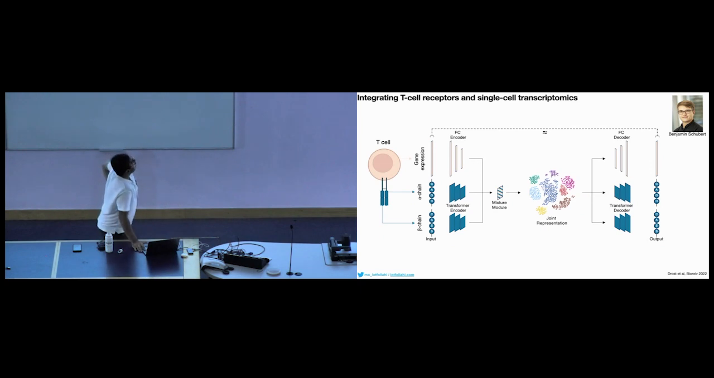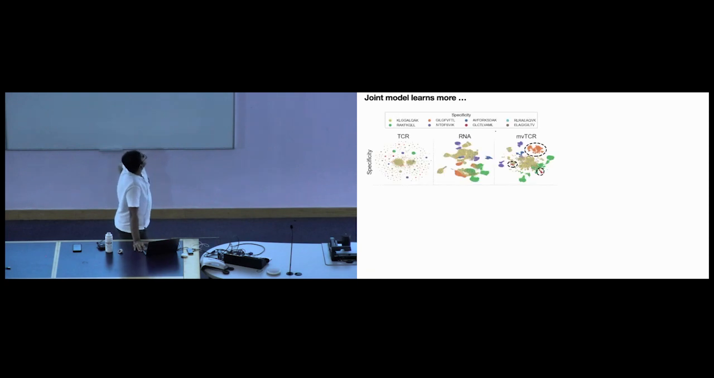This is a collaboration with Benjamin Schubert in Munich, where we basically show that having two modalities is actually better. This might sound obvious, but it's not obvious that if you combine multiple modalities, you can get a better representation than the single modalities. So it's not always the case. In this case, we compared three different representations: a model that was only trained on TCR, a model that was only trained on RNA, and a model which we call MVTCR, multi-view TCR, where it combines both of them together.